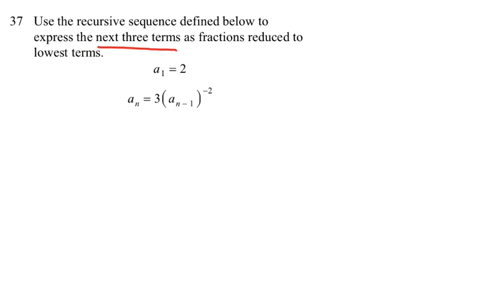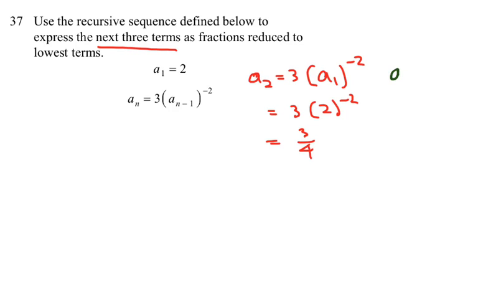Let's look at number 47. They want us to get the next three terms. All we have to do is just plug in the values. That's it. So here, a sub 1 is equal to 2. Then what is a sub 2? Based upon the recursive formula that's given here, it is equal to 3 times the previous term to the negative 2 power. So then we get 3 times 2 to the negative 2 power. We end up getting 3/4.